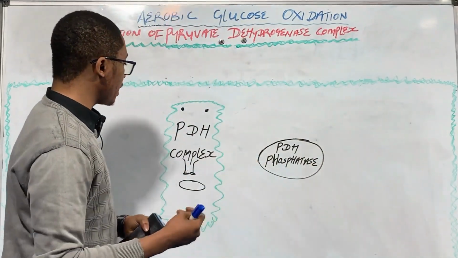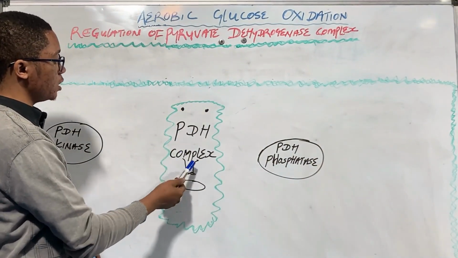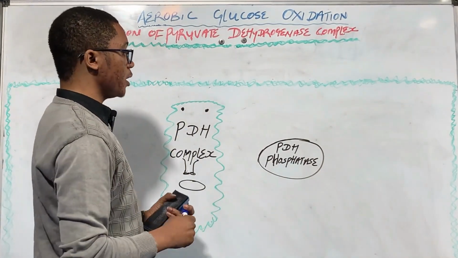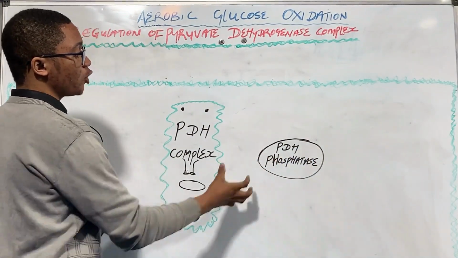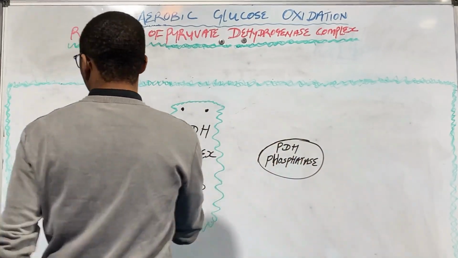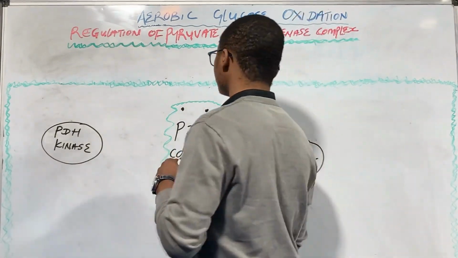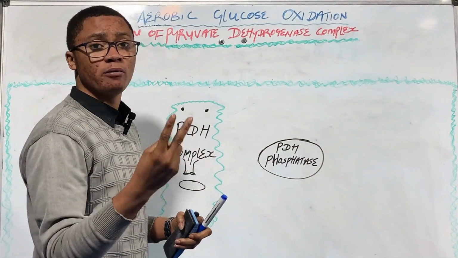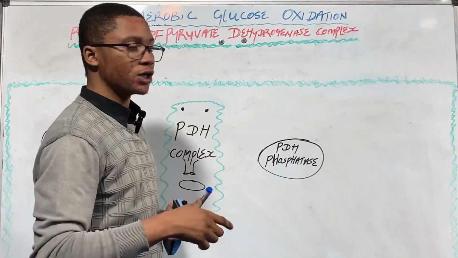From this diagram, we see the pyruvate dehydrogenase complex, and it is regulated by two main enzymes. We have the pyruvate dehydrogenase phosphatase, that removes this phosphate. This actually dephosphorylates it, and we have the pyruvate dehydrogenase kinase that phosphorylates it. Just like I said earlier, it is regulated by two means: end product inhibition and also by covalent modification.